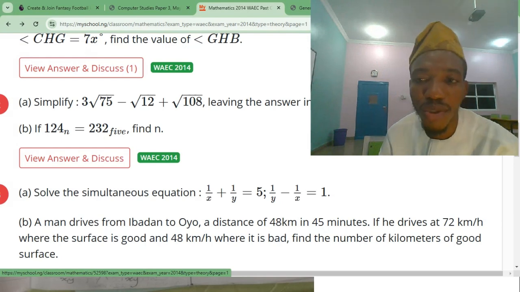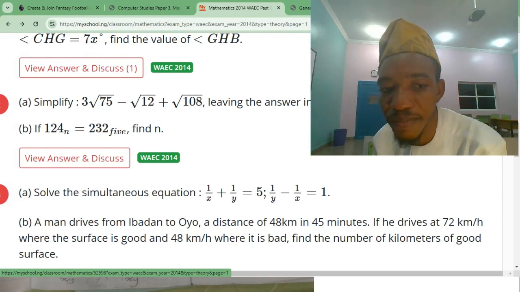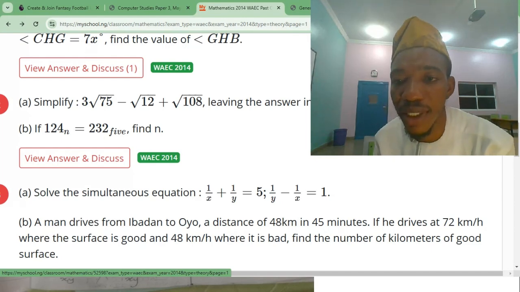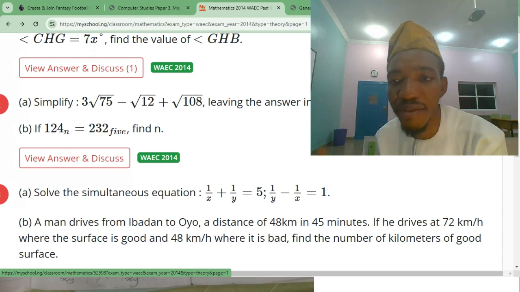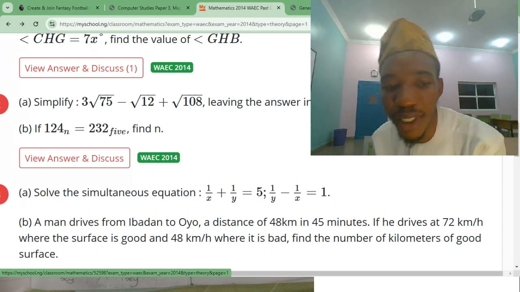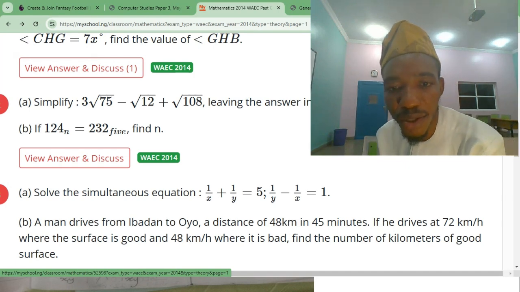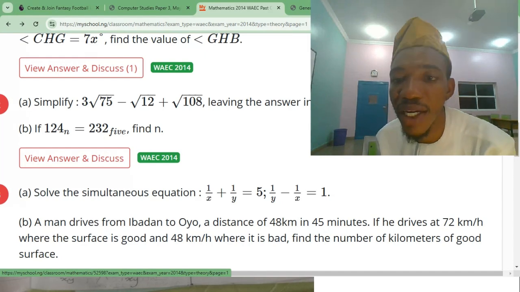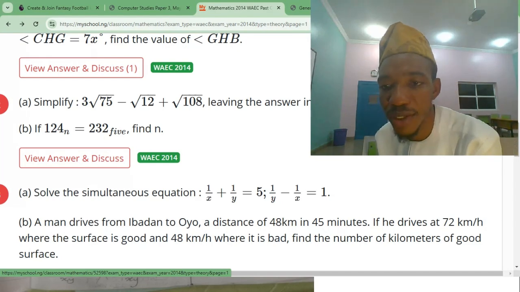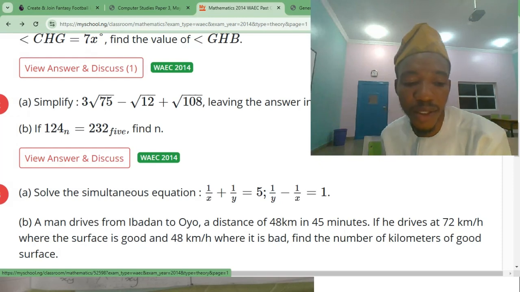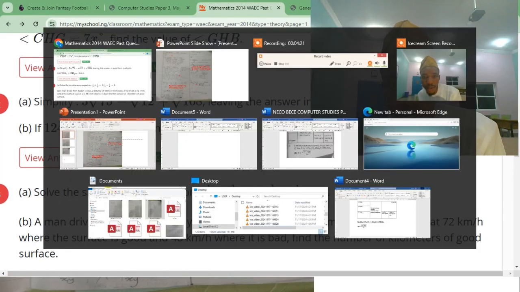So you are going to find an expression for the distance in the good part. We know that speed is distance over time. Since they have given us the speed, just get an expression for the distance. Do the same thing for the bad part. Find an expression for the distance and equate the total to 48 kilometers. That's just it. It's not something spectacular. Or better still, we can do the correction on that. So it's tough. All right.